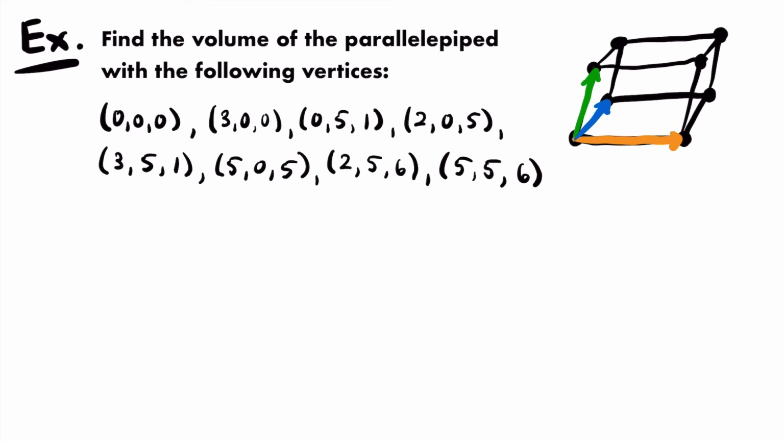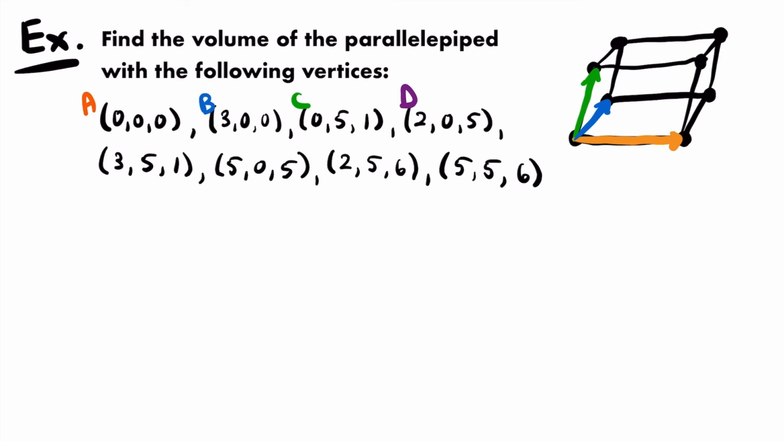Okay, and so let's do this. Let's find the volume of our parallelepiped. And obviously, in order to do that, we will need to find 3 vectors. And so to do that, I'm going to use these first 4 points, and I'm going to label them so it's easier to reference what point I'm talking about. This first point will be point A, the second point will be point B, then we'll have point C and point D.